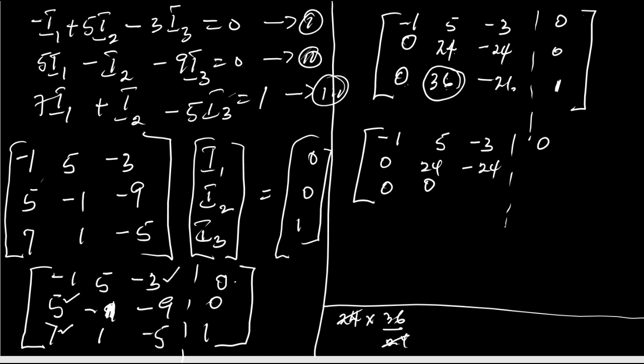Now we'll do the same thing again to 26. Look at it this way. It's going to become minus 24 into 36 over 24. Here's 1, here's 1. This also becomes minus 36. Remember, we're subtracting minus 36 now from minus 26.